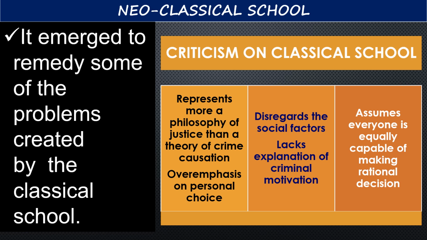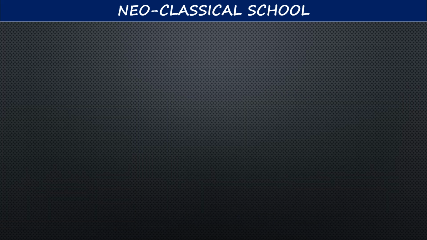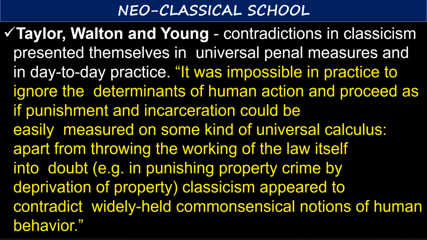And in the classical school, it assumes that everyone is equally capable of making rational decisions. And that is the problem according to the neoclassicalist thinkers. So the neoclassicalists, like Taylor, Walton, and Young, according to them, there were contradictions in classicism that presented themselves in universal penal measures and in day-to-day practice.